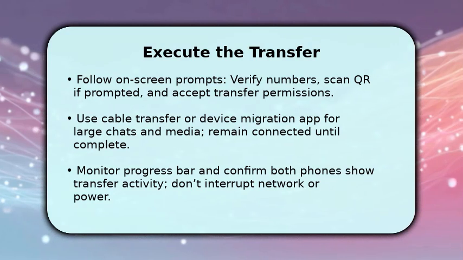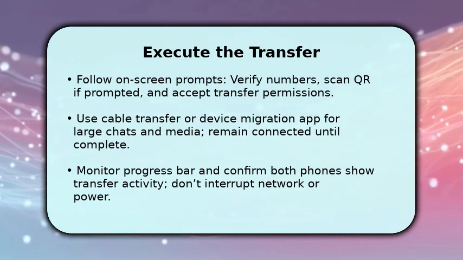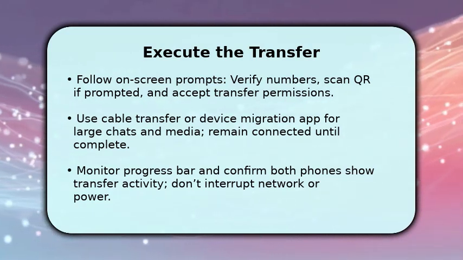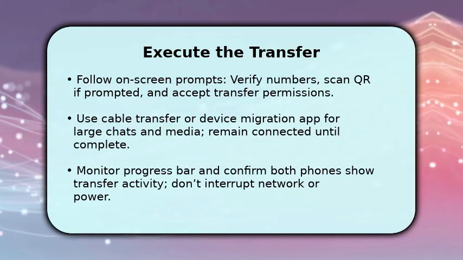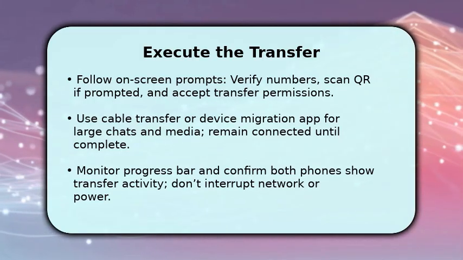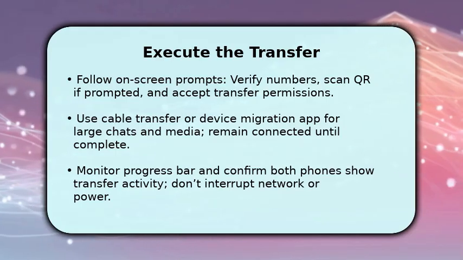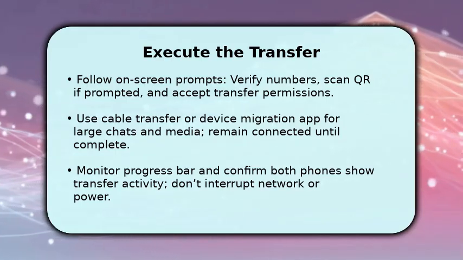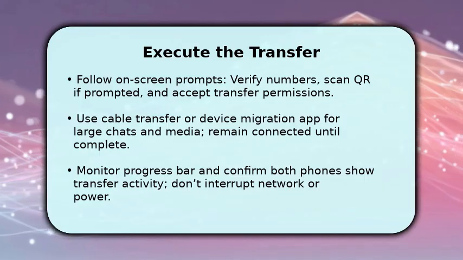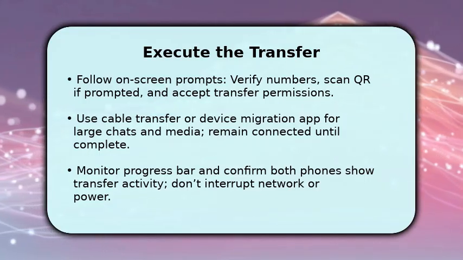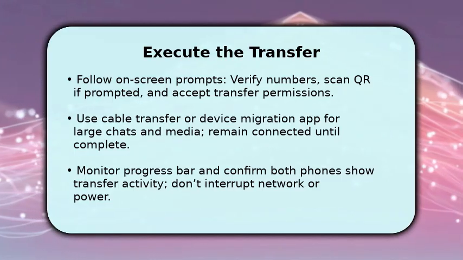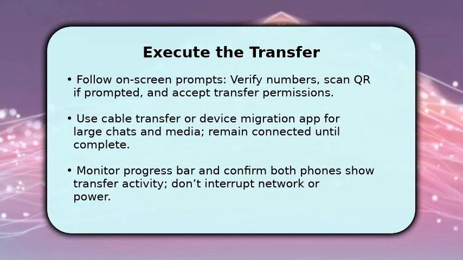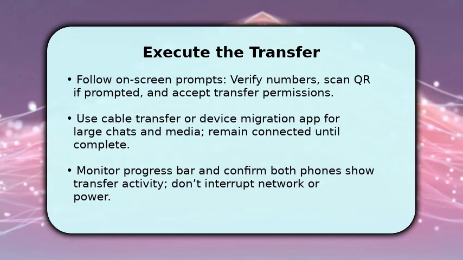Now execute the transfer step by step. Verify your phone number when WhatsApp asks, grant permission to access storage and contacts, and if prompted, scan the migration QR code on the source device. For cable transfers, keep the cable secure. For wireless migration, keep both devices within a few feet. The app may show a progress bar for messages and media. Stay patient and do not close WhatsApp or switch networks. Once finished, you'll see a confirmation screen.